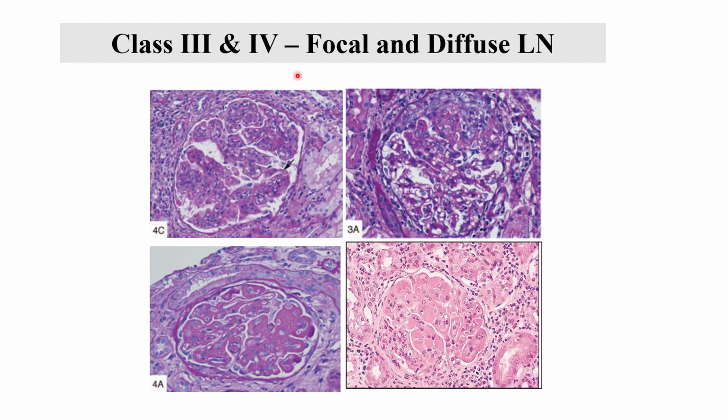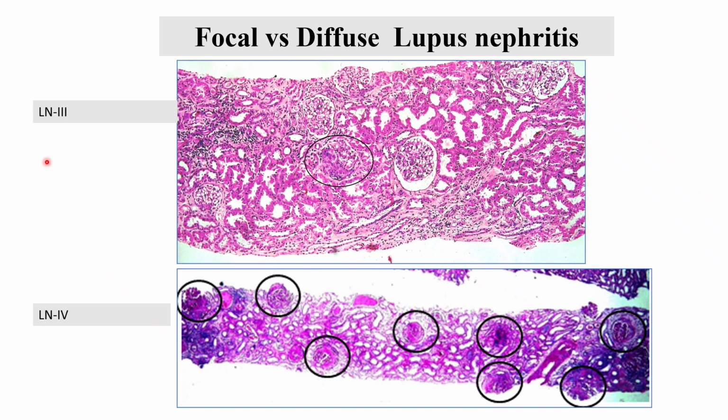In class 3 and 4, 3 is focal, 4 is diffuse lupus nephritis. Focal means involvement of less than 50% of the total glomeruli. Diffuse is involvement of more than 50% of the glomeruli. So, as I said, class 3 lupus nephritis is focal, class 4 is diffuse.